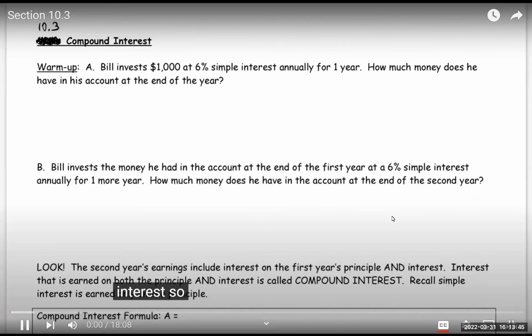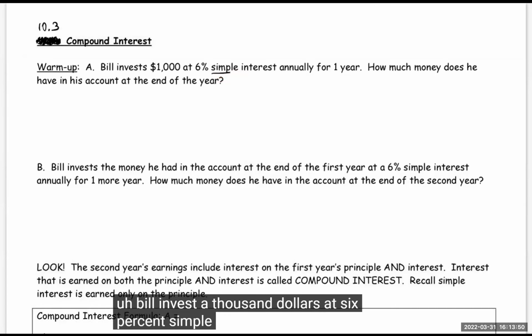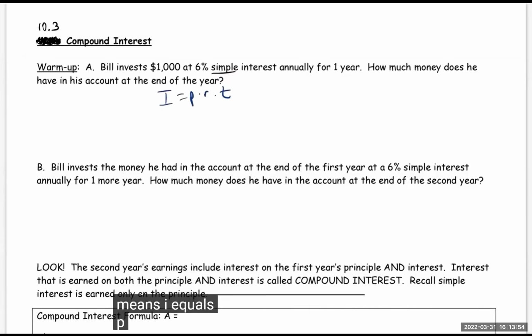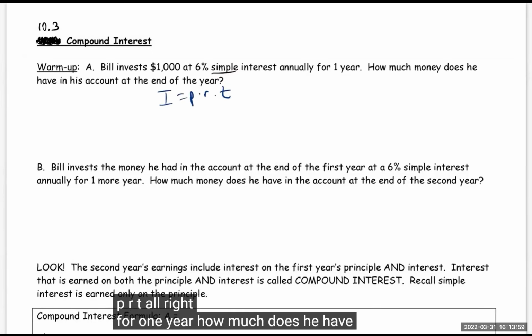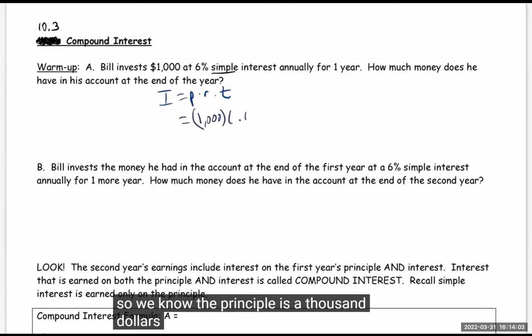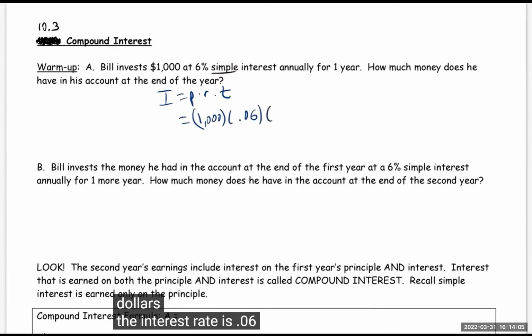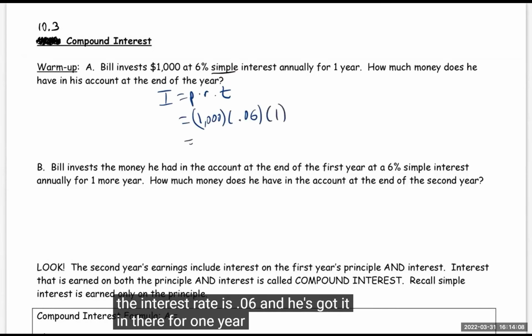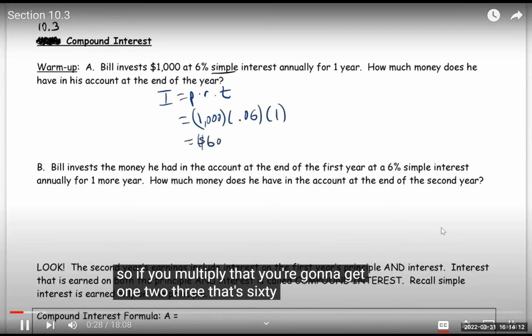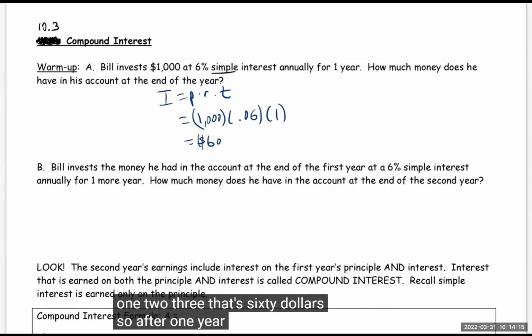Interest. So the first one says Bill invests $1,000 at 6% simple interest. So simple, we know what that means. That means I equals PRT. For 1 year, how much does he have in his account at the end of the year? So we know the principal is $1,000. The interest rate is 0.06, and he's got it in there for 1 year. So if you multiply that, you're going to get $60. So after 1 year, he has $60 of interest.